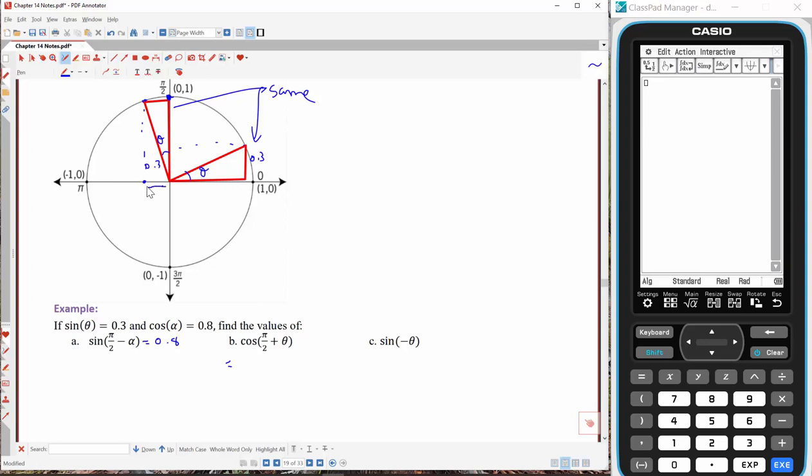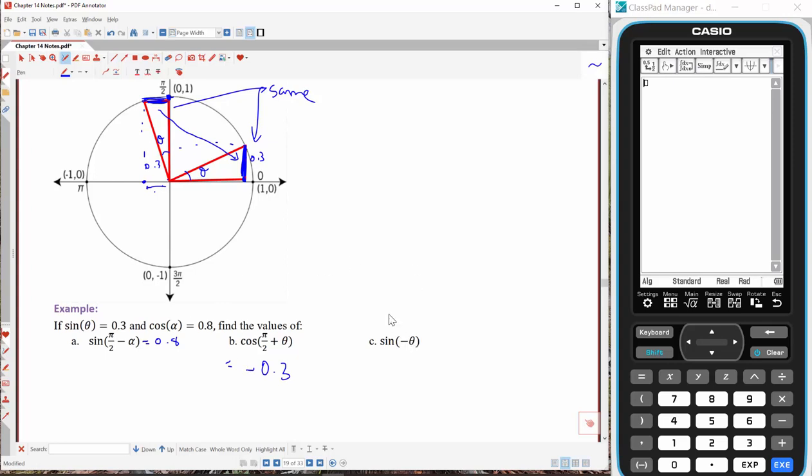So the cosine will be this value here. Notice that we need the distance from 0 to there, which also happens to be the same as this distance here from this point to this point here. So these two bits, that and that, will be exactly the same. So the answer to this is going to be 0.3, but also note that the cosine value there will be negative. So this answer here is negative 0.3.